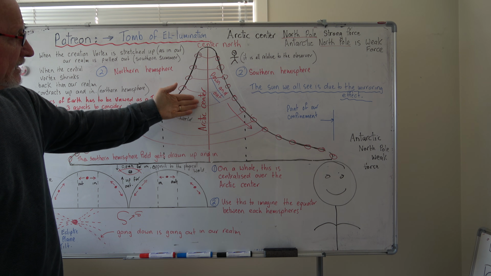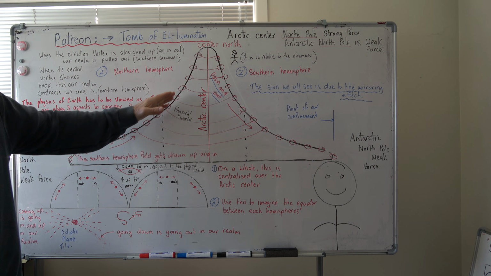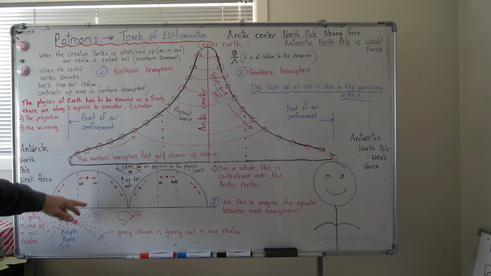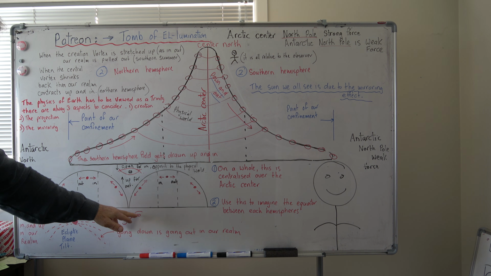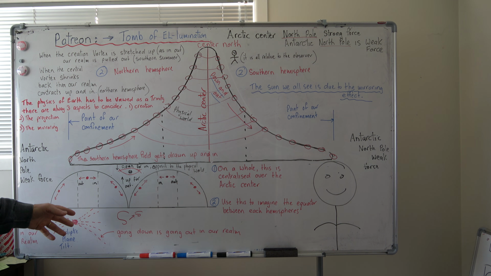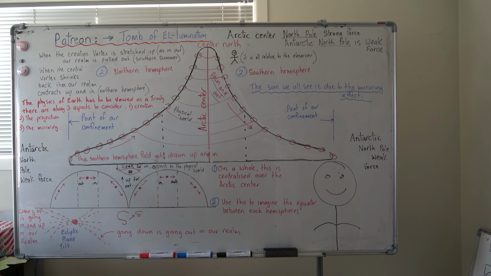So imagine this is the Arctic centre, and there's the Antarctic. The sun starts getting pulled up and in, like this, or back down and out. Okay, and then when this S compresses upward, it's all being drawn up to the centre north. It goes into the northern hemisphere.